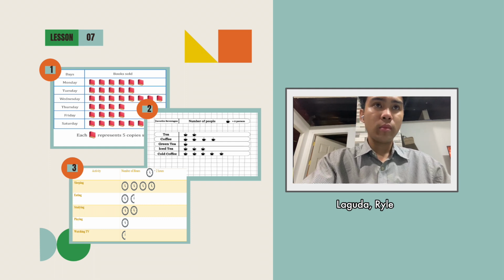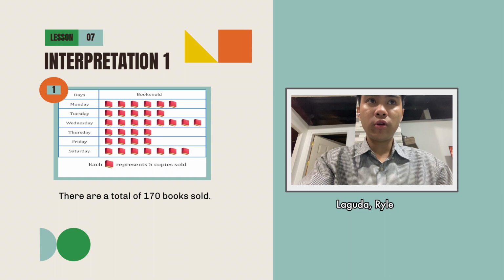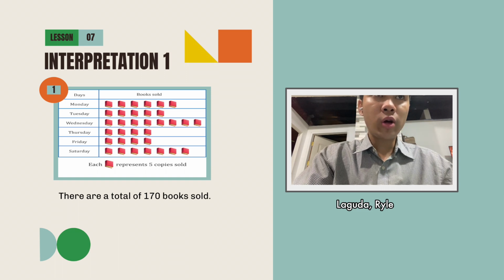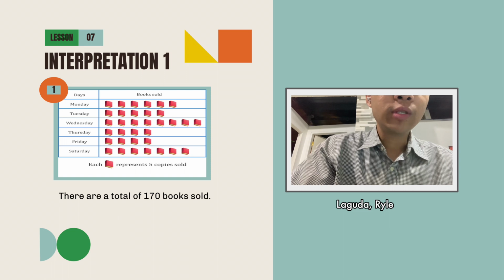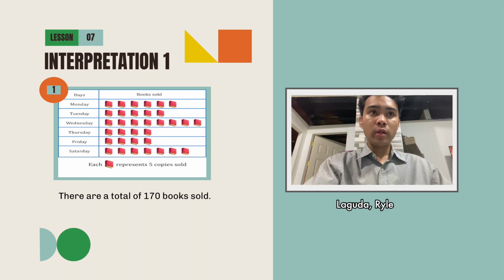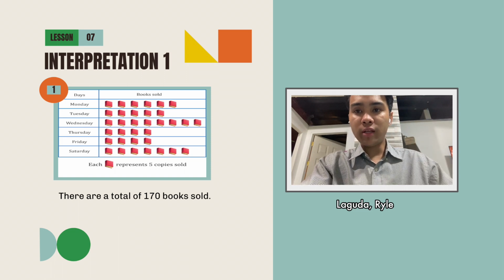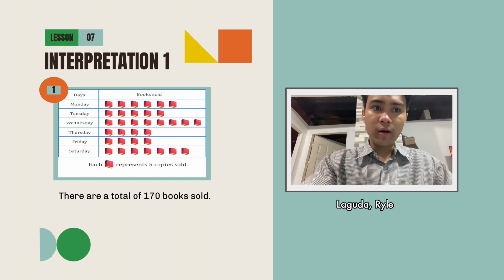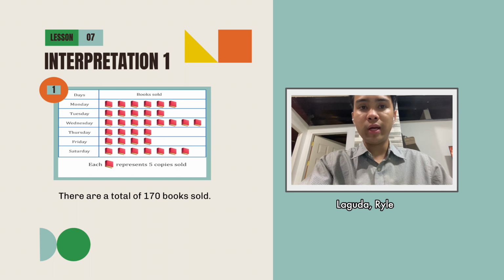So now in our pictograph here, there is a first sample, which is the books. Here there are days and the books sold. There are days from Monday to Saturday. Each book icon represents 5 copies sold. So in the conclusion, the total number of books sold from Monday to Saturday is 170 books sold during the week.